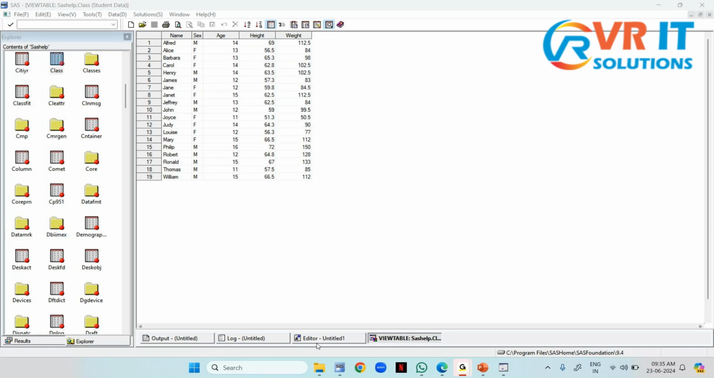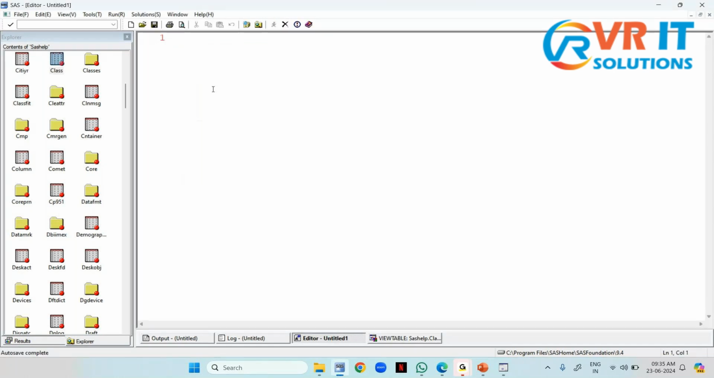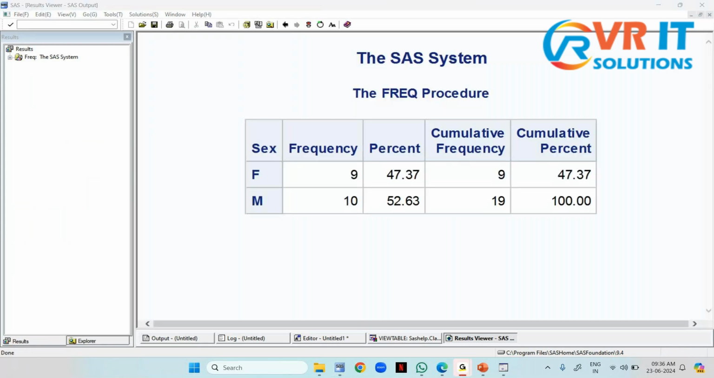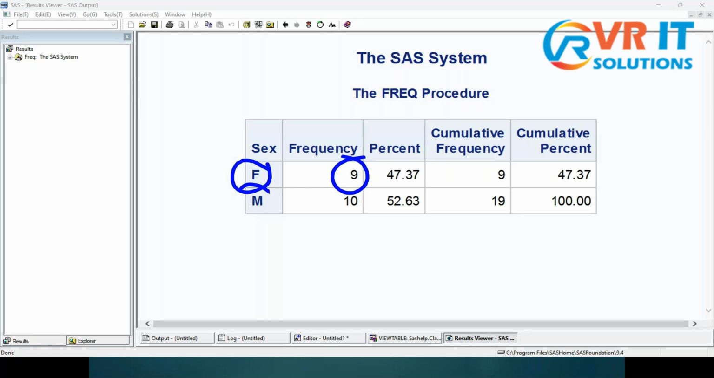So I'm opening a different window. Again, don't worry about this. I'll write a small code. This is the dataset name. I have written the variable name. Again, don't worry, we will learn everything from the basics, from scratch. Why are we writing that code? See here, you can see females, there are 9 people. Males, there are 10. The percentage of females is 47.37 and the percentage of males is 52.63.